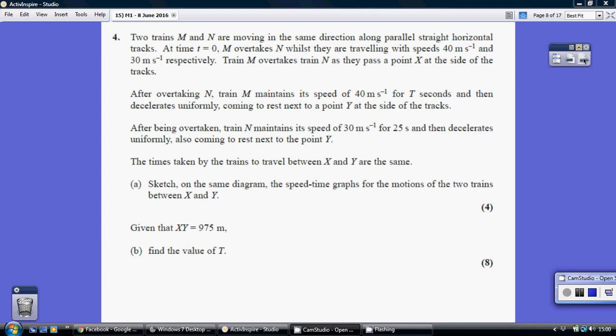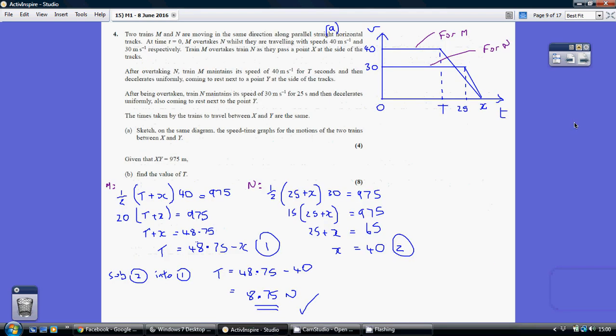Question 4. So here's our diagram, here's our velocity time graph.